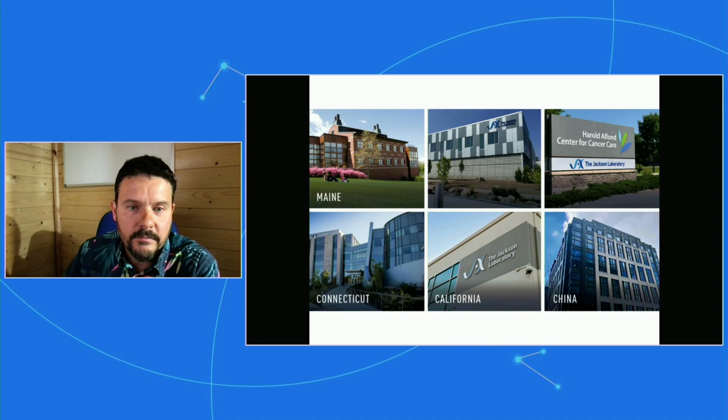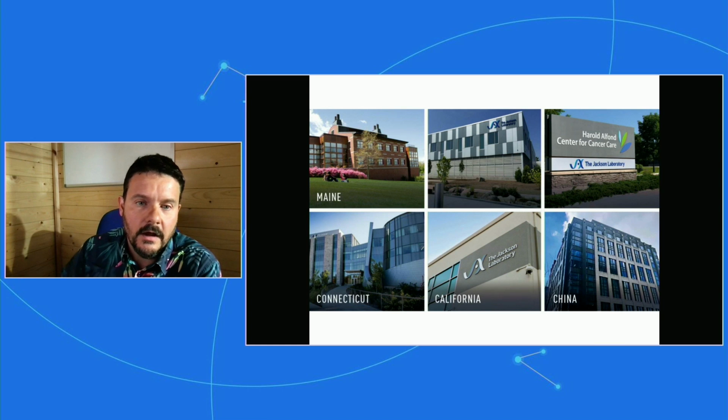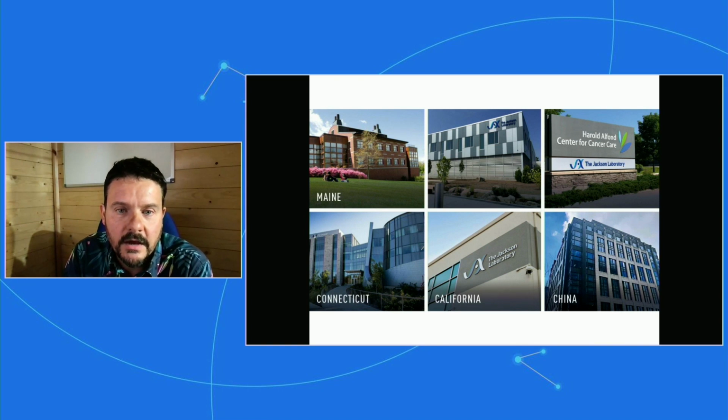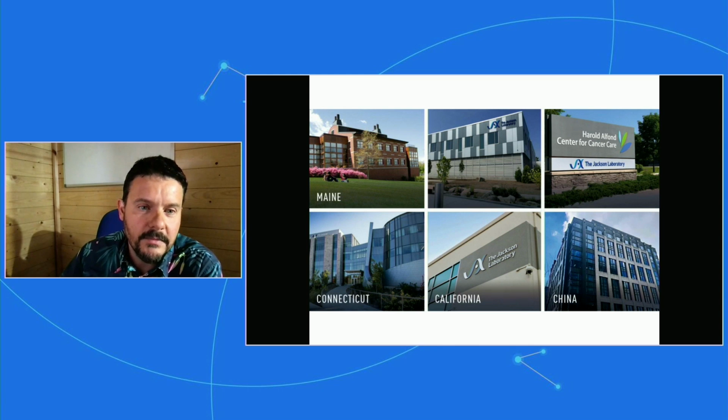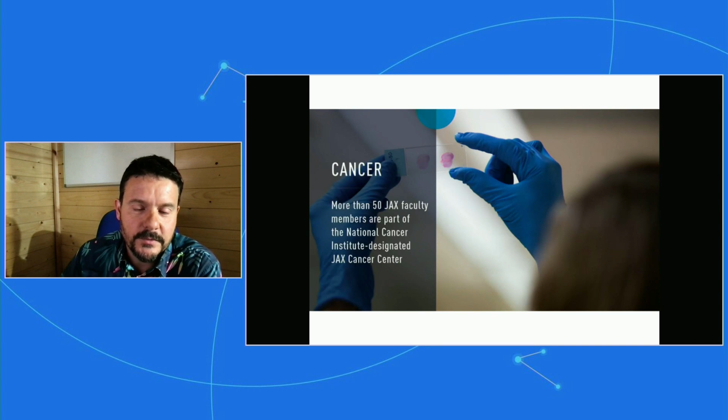I'll talk in a bit about some of those aspects. JAX itself is mostly situated in the US, Maine, Connecticut, California, and there's an office in China. As you can probably tell from my accent, I'm working in the UK at the moment, but I'm planning to move to Maine in a week and a half. So lots of changes for me.